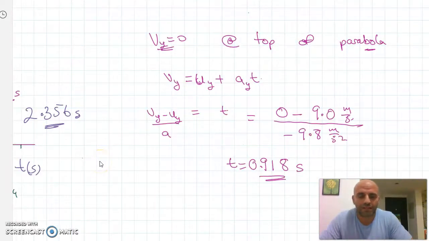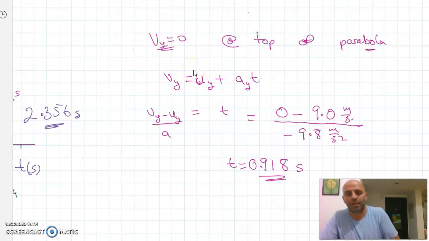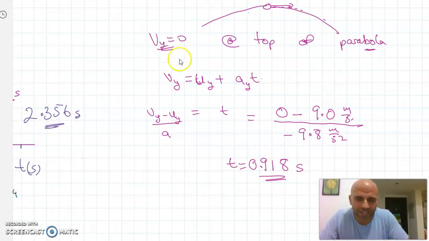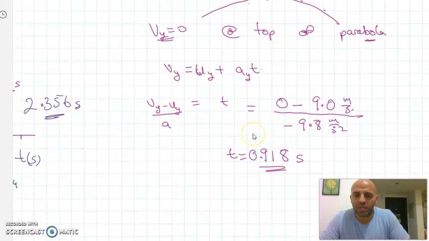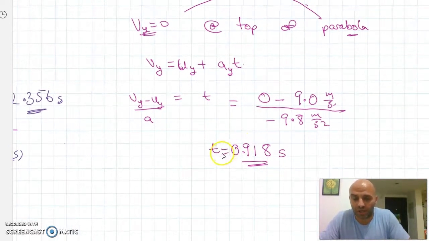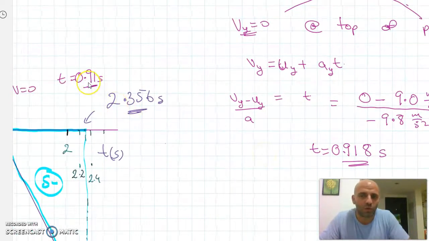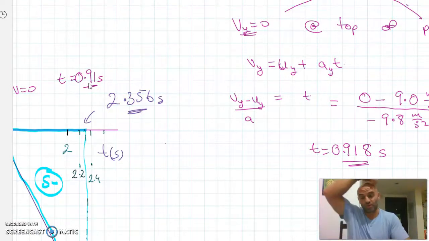Okay, so in order to calculate that time, I set the final velocity equal to 0, because I know that when the ball reaches the top of the parabola, it's not going to have a y component at this point. It'll only have an x component of its velocity. So I set the final velocity equal to 0 and solved for the time. I plugged in my numbers, and lo and behold, I got 0.918 seconds. So my estimation of 0.91 seconds wasn't far off.